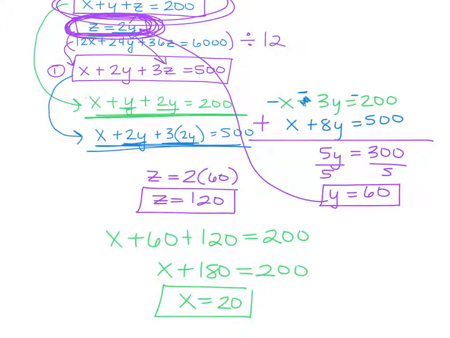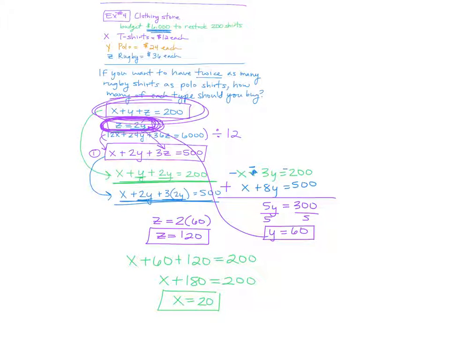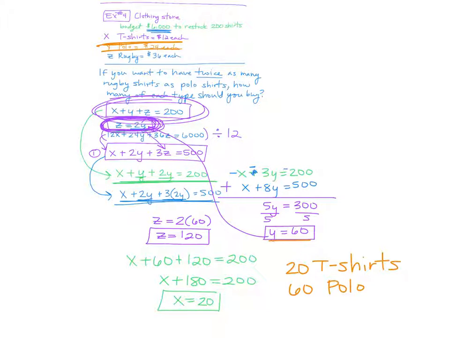That means your answer, this one you don't need to write as a point, because a point doesn't make sense here with what we're talking about. So X was t-shirts, right? So it means 20 t-shirts. Y was polos, so 60 polos. And Z was rugby, so 120 rugby shirts.